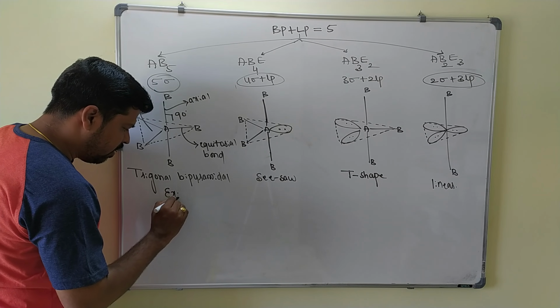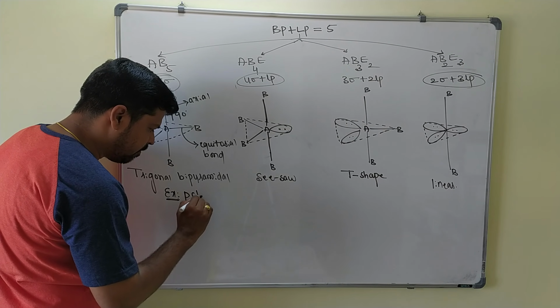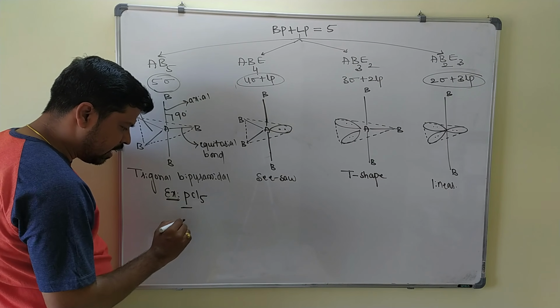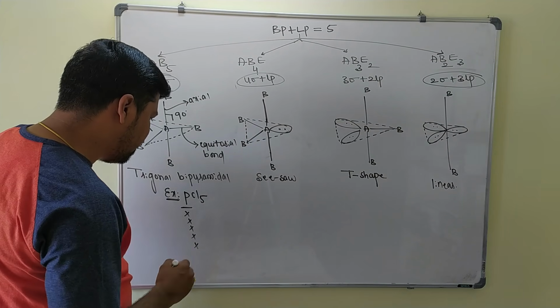First one I will write for TBP. One example I will write is PCl5, a very well known example for this one. Phosphorus is the central atom here. How many valence electrons in the phosphorus? Since it belongs to group 15, 5 valence electrons are there.